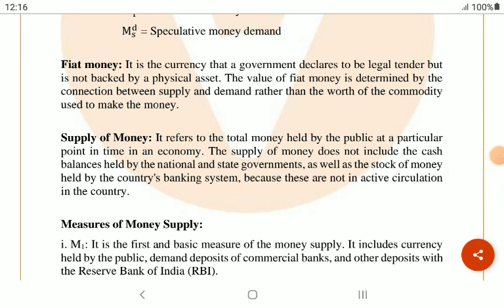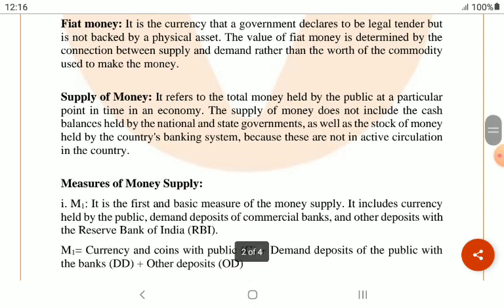What is the connection between supply and demand, rather than the worth of the commodities used to make the money? Rather than that, it depends on how much is the supply and how much is the demand, and not on the commodities used in this fiat money.